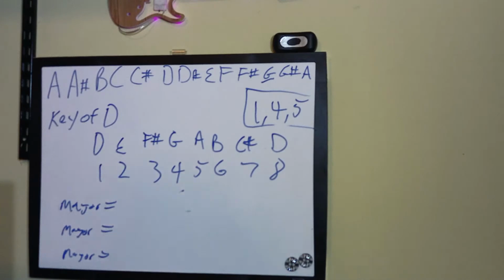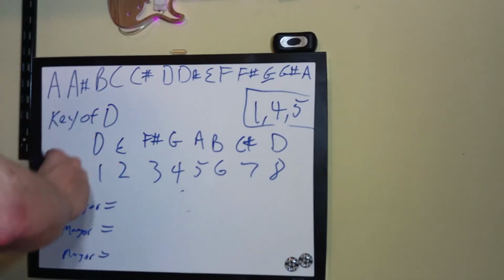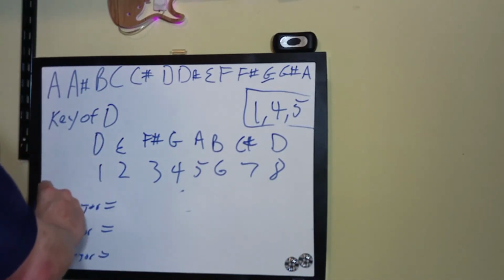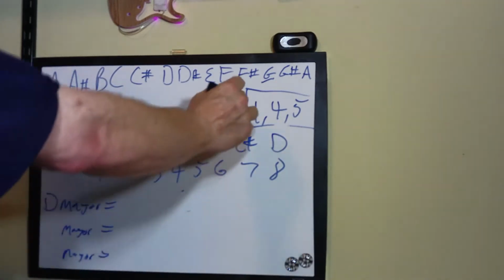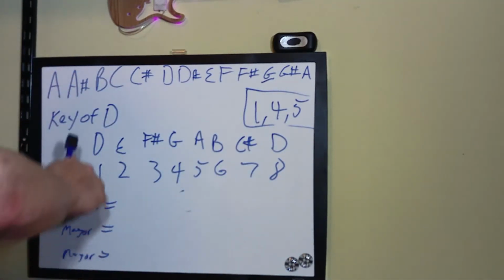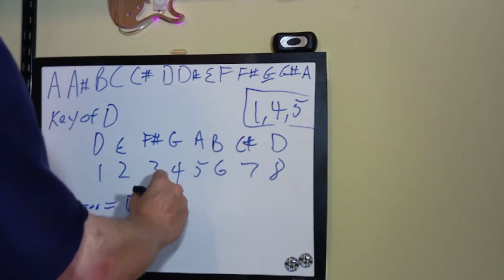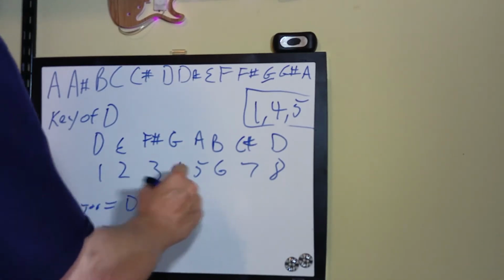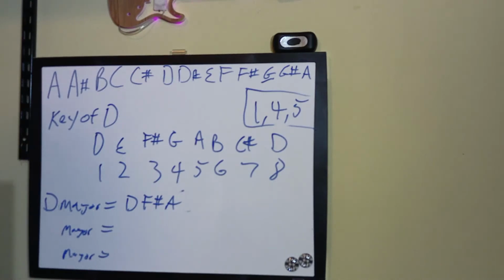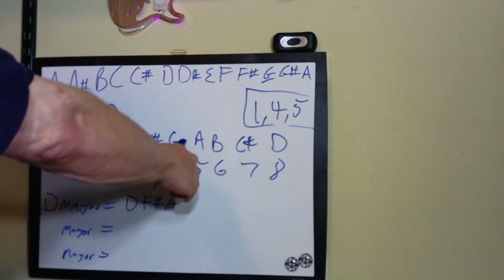Alright, let's do one more to make sure you've got it. Here we have the notes for the key of D major. We know that the 1st chord, the root chord, is going to be D. If you remember from the key of A, we found that the notes for D major are D, F sharp, and A. And again, that's true here.